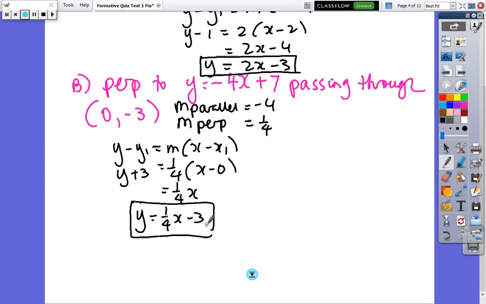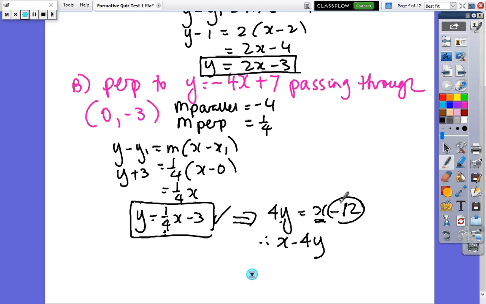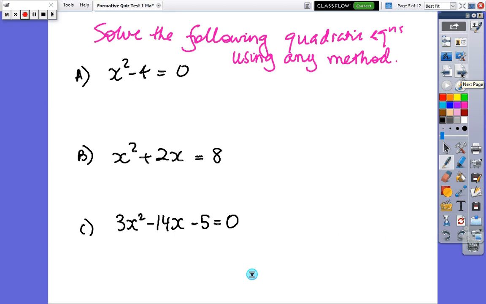Now, it didn't say what form to put the answer in, so that's okay. If you wanted general form, we'd have to multiply through by 4. So 4y equals 1x minus 12. And then x is okay because it's positive, bring the y backwards. So x minus 4y, and then take the 12 across. So that's in general form, and that's in gradient intercept form. So this question didn't say which form, so both are right, but just do the first one. That's easier. Come across. Okay, solve the following quadratic equations using any method.